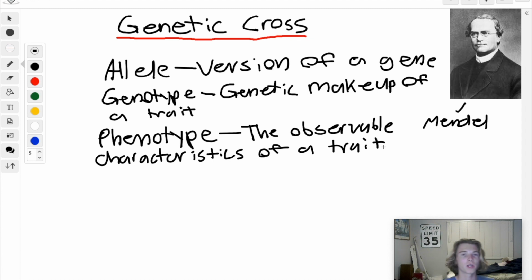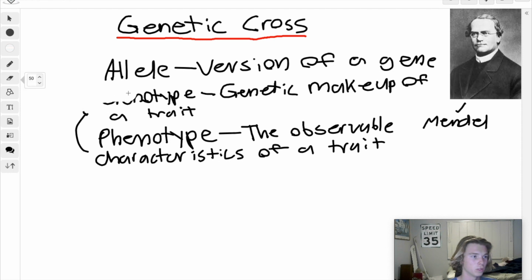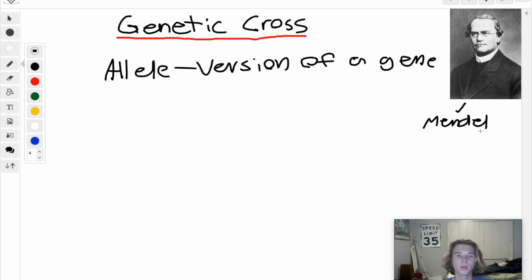So a phenotype is just the observable characteristics of a trait. So for a given trait on a body, for example, we can use hair color. So my phenotype for hair color is blonde. It's just what you look like. And just remember, the phenotype is made up of the genotype, and the genotype is made up of the alleles. So we're going to focus in on alleles more, and how they're written, and what they look like, and what different alleles do.